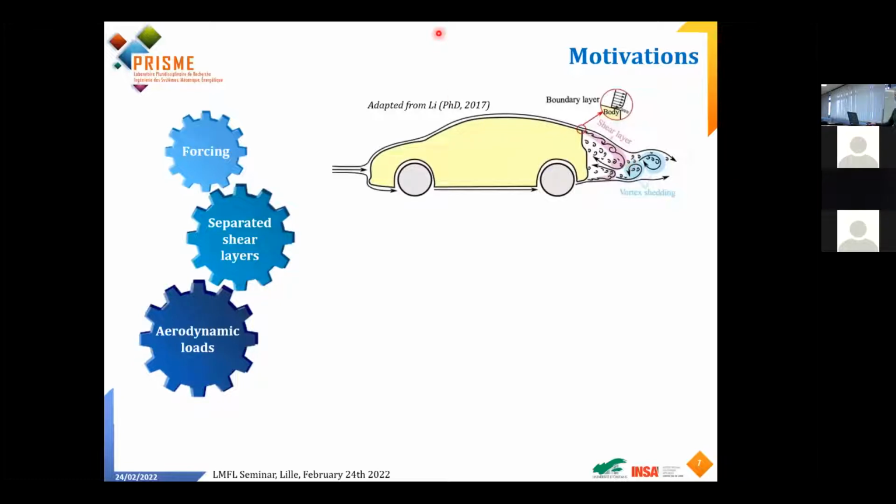The main philosophy that we had is to say, okay, when we act on the flow, we are making a forcing. This forcing has the objective to change the aerodynamic loads, so in our case, reduce the drag. One mechanism to do this is to modify the separated shear layers, which are released at the back of the car. These shear layers are here, and they come from the separation of, for example, the top boundary layers in this scheme.